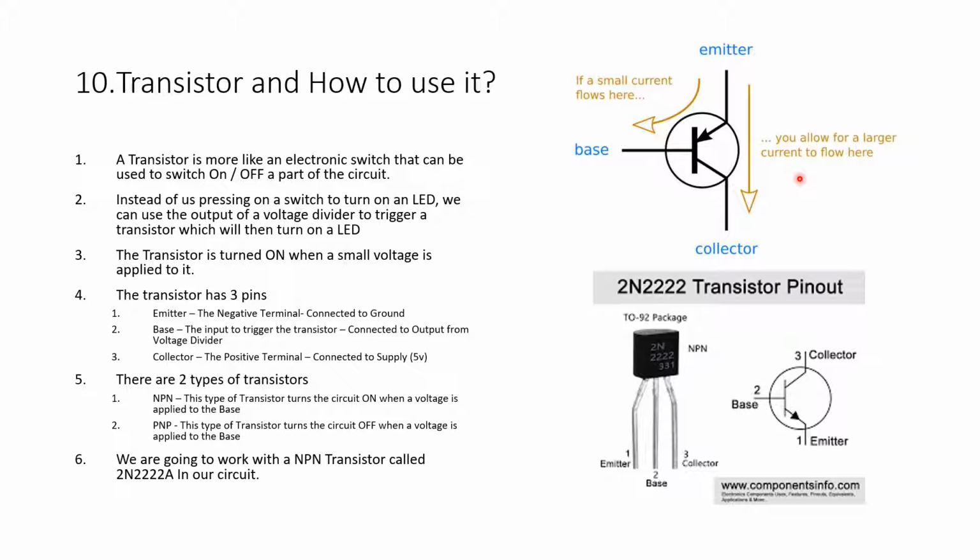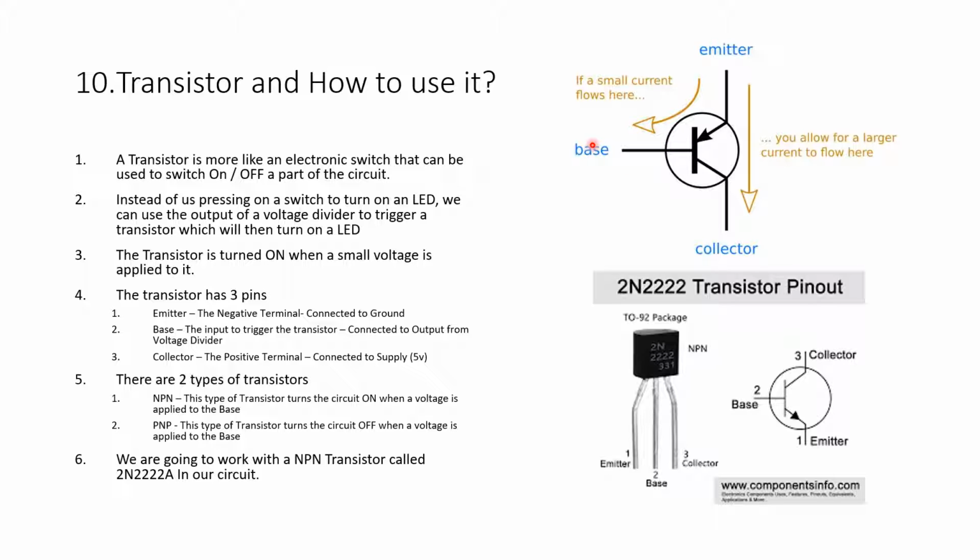A transistor is a kind of electronic switch that can be used to turn a circuit on and off. So this is a transistor. There is an emitter, a collector, and a base. When you apply a voltage to the base, a larger current flows from emitter to collector. Whereas if you don't apply anything, it flows in this direction to the base. So this is how it works.